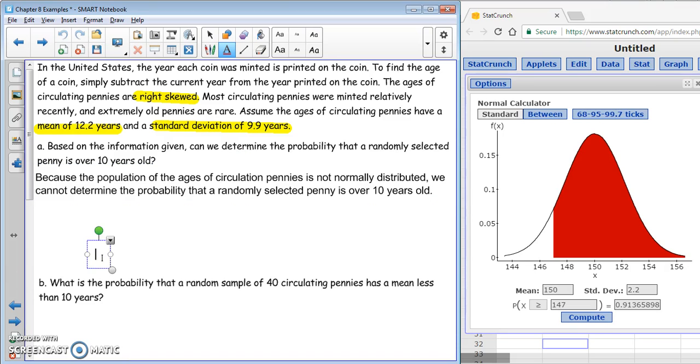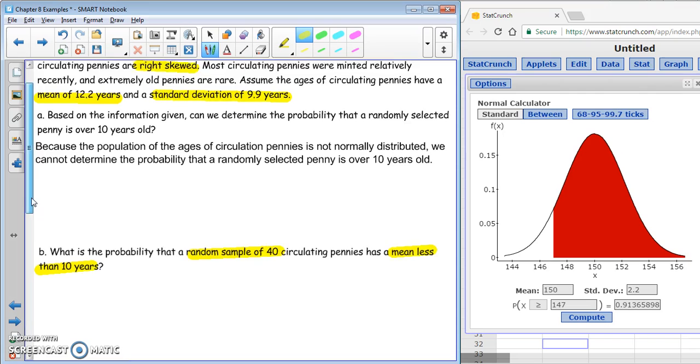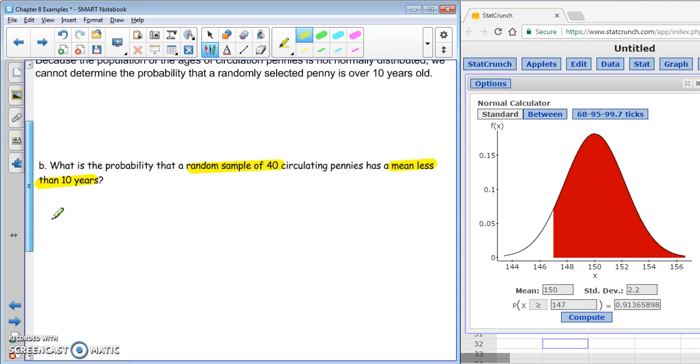So part B, we want to know what is the probability that a random sample of 40 circulating pennies has a mean less than 10 years. Again, point out the keywords here. Random sample of 40 tells us we're working with a sampling distribution, and we have a mean less than 10 years. So we're working with the sampling distribution here.